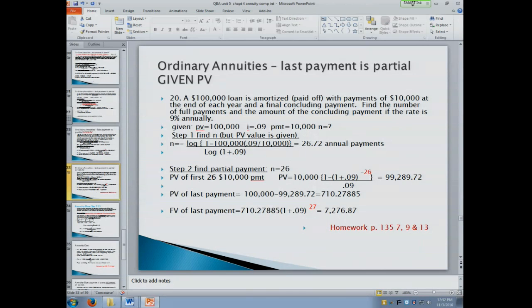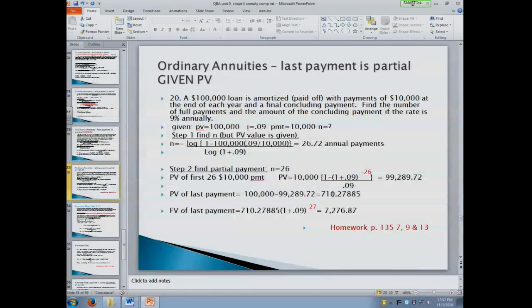So the present value of 26 $10,000 payments is $99,289.72. That's the present value. Okay? We owe $100,000 in present value, so I subtract these two. So the present value of that last payment is $710.28 approximately.